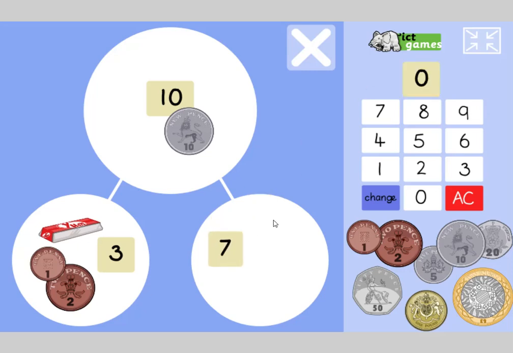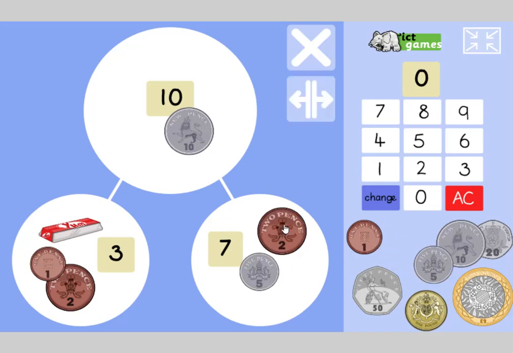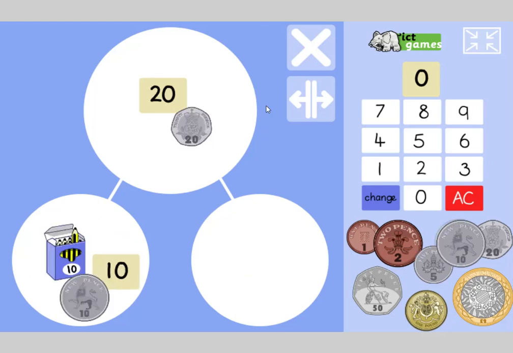How would you make 7 with money? What coins could you use? Yeah, I'd use a 5 and a 2, I think. But there's quite a few different ways you could do that. Let's do another one. Go to the shops. I've got 20p. I buy a pack of pencils for 10p. How much money have I got left?